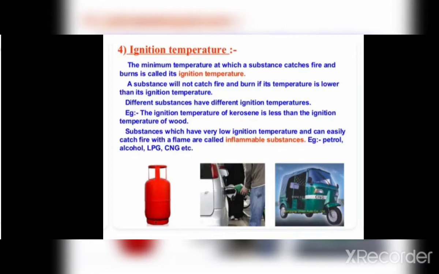Substances which have very low ignition temperature can easily catch fire with a flame, and they are called inflammable substances. Example: petrol, alcohol, LPG, CNG, etc.